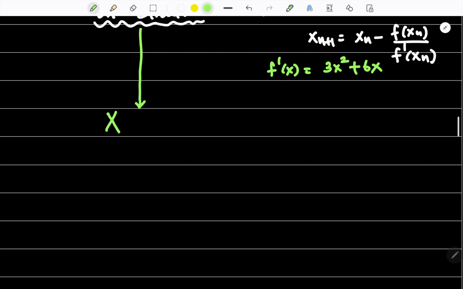In all the questions in Newton's method, please type alpha x, then minus, then open the bracket. Any type of bracket is fine. On the top you are going to write f of x, and in the bottom you are going to write f dash of x.